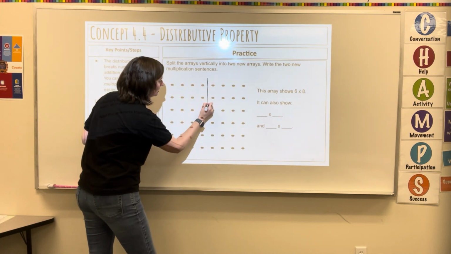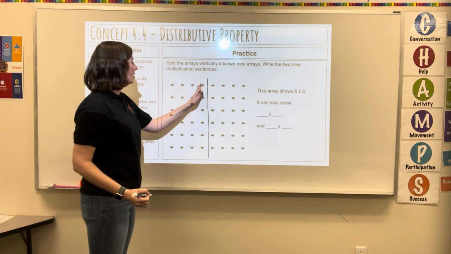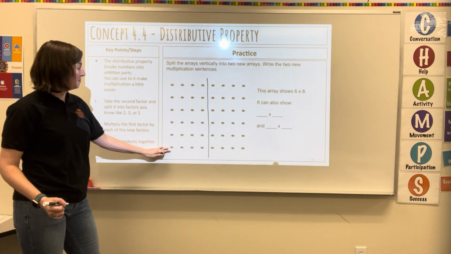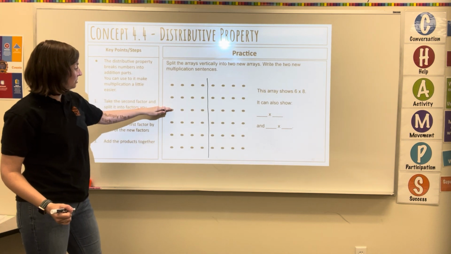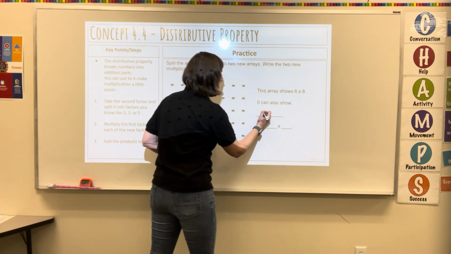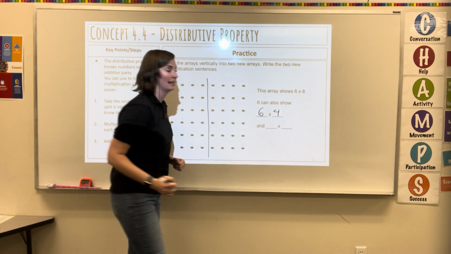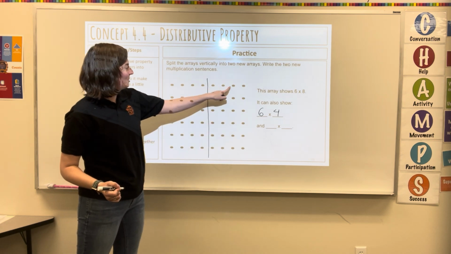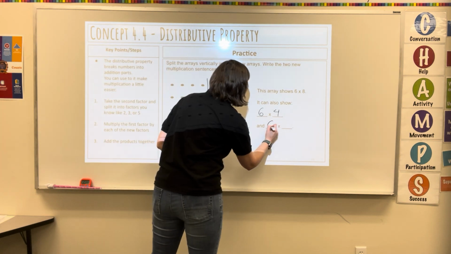I'm going to split this into 4 columns and 4 columns. My rows are still the same. I still have 1, 2, 3, 4, 5, 6 rows, so 6 times 4. And 1, 2, 3, 4, 5, 6 times 1, 2, 3, 4. 6 times 4.